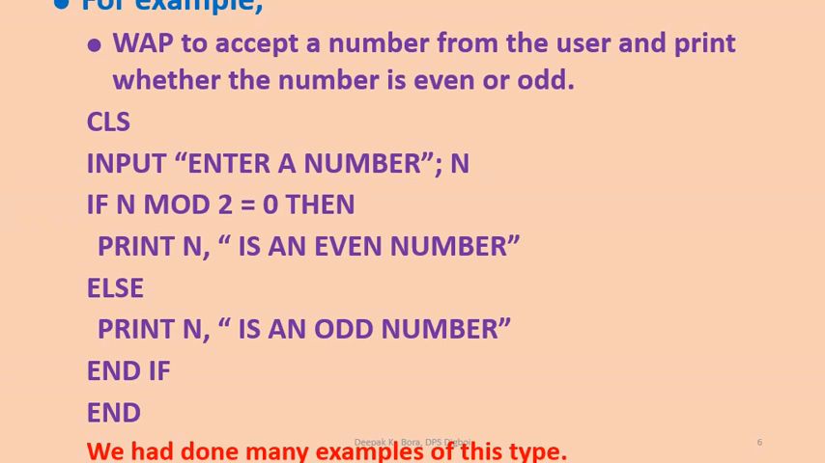If this is true, then it will print that n is an even number. If this condition is false, then we will get that n is an odd number. N means the variable, is an odd number. We have done many examples of this type in our class, so you can go through your notes and check it.